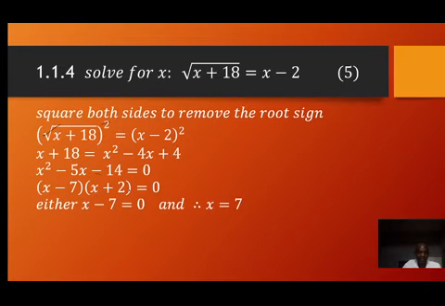Now because I'm equating to 0, it also means that either x minus 7 equals 0, and in this case I get x equals 7, or x plus 2 equals 0, which gives me what? X equals negative 2.